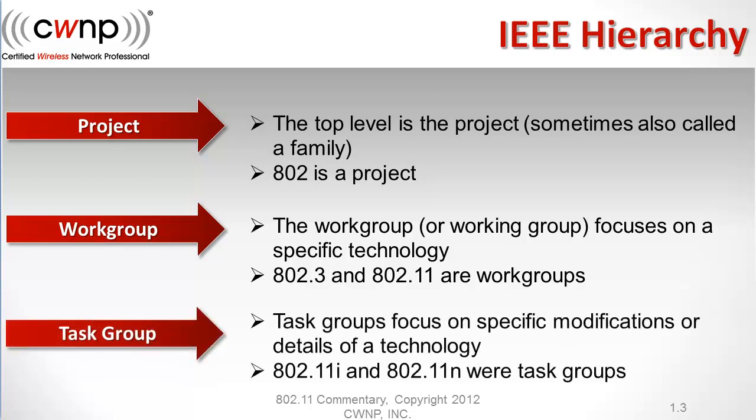Now, within a work group, we have a task group. Task groups focus on specific modifications or details of a technology. For example, there was the 802.11i task group, which was focused on enhancing the security for the 802.11 standard. Then there was the 802.11n task group, which focused on MIMO technology, giving us faster data rates and greater stability and reliability within our wireless local area networks. So these are task groups. They usually focus on amendments to the standard after the standard has been ratified.